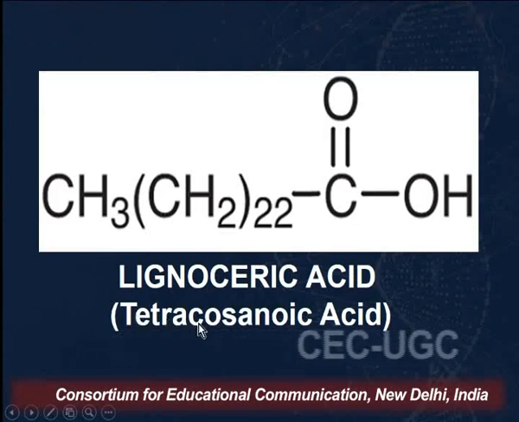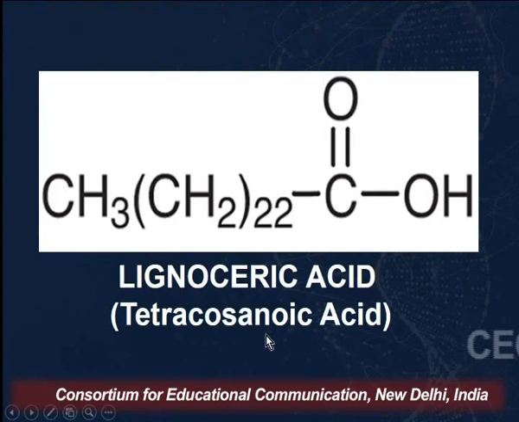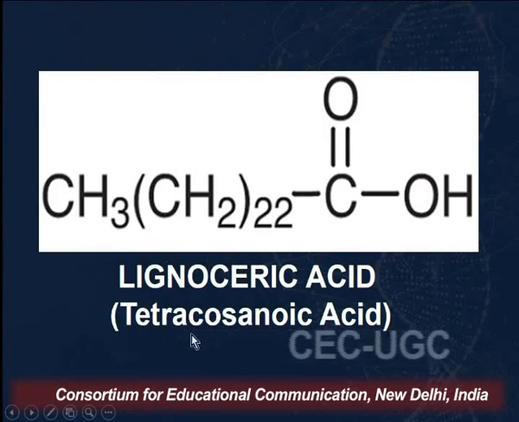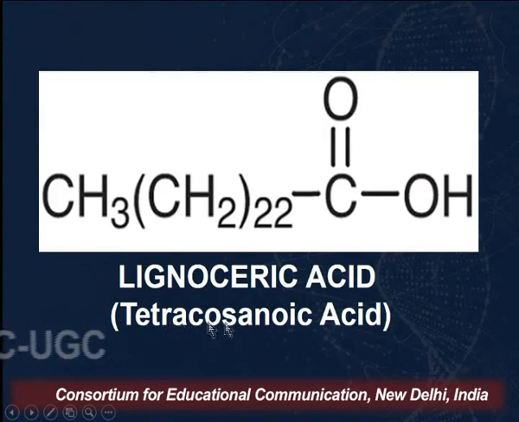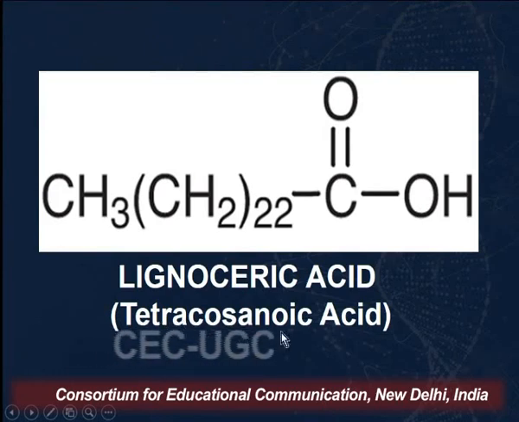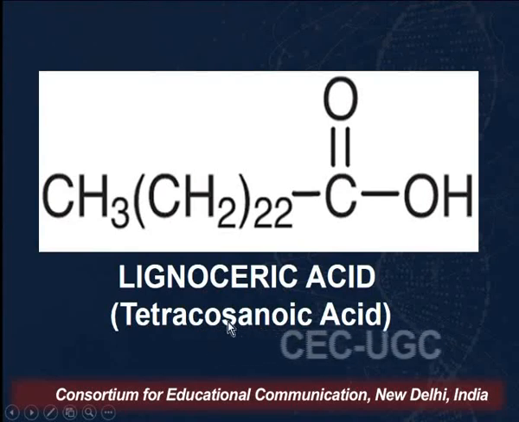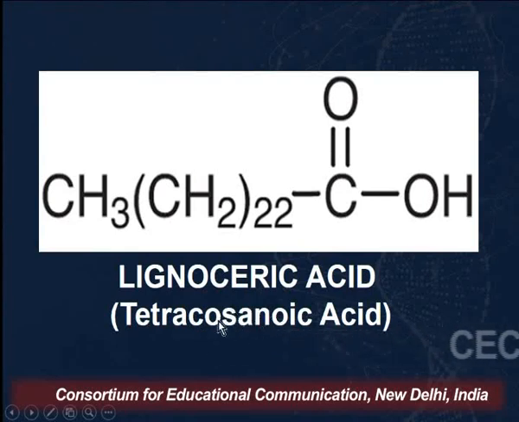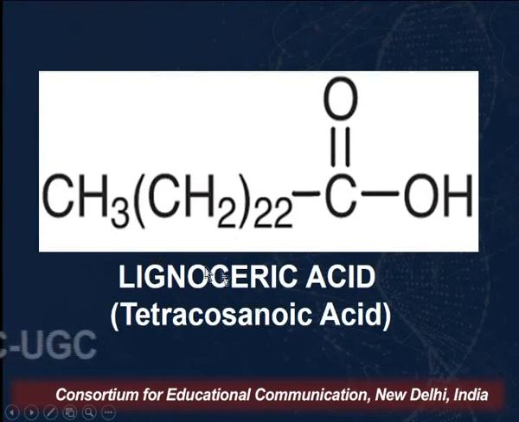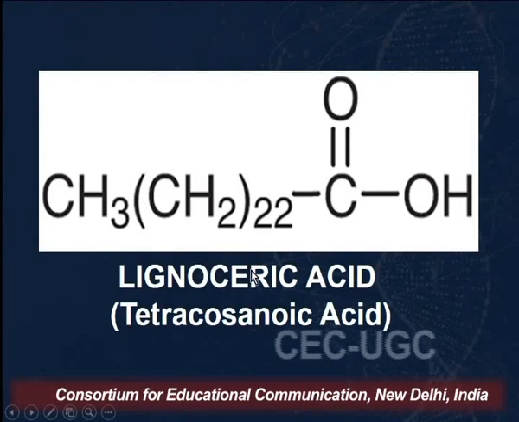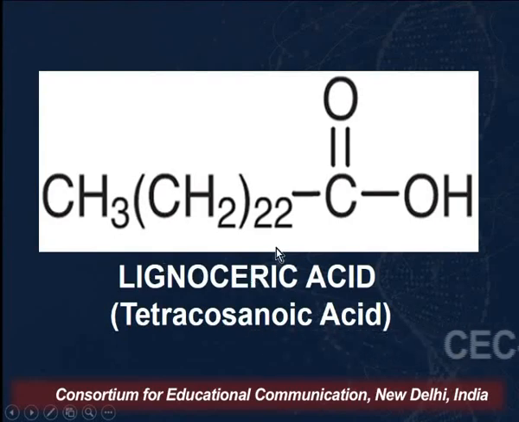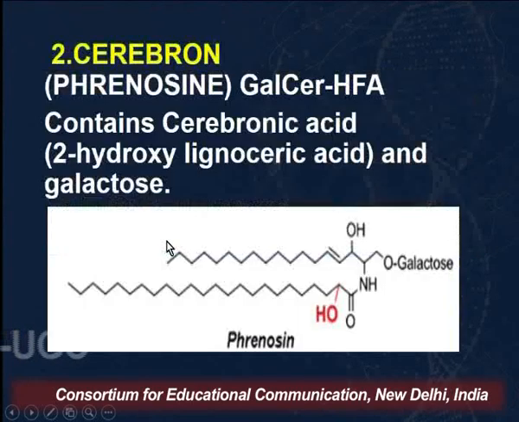When we say tetracosanoic acid, what we mean here is that cosane indicates that it has 20 carbons in it. And when we say tetra, that means 20 plus 4 becomes 24. Tetracosanoic, the oic is for acid, indicating that this is a carboxylic acid. So the lignoceric acid is a simple fatty acid. It is not unsaturated, it is a saturated acid, and it does not have a hydroxyl group in it.